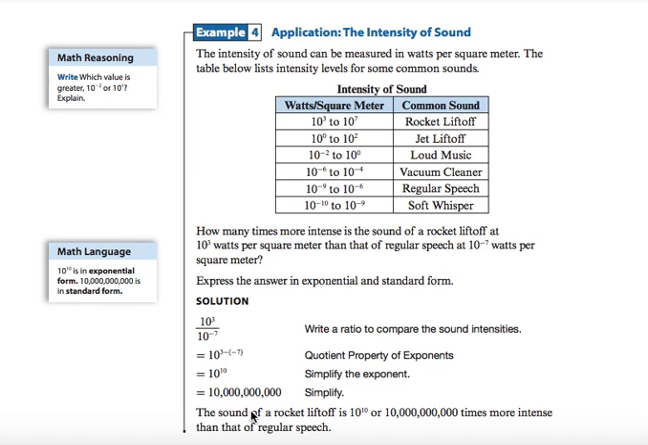You're going to write this out as a division problem because you're trying to compare how much more. So here you've got 10 to the 3rd divided by 10 to the negative 7th. You know that with the quotient property, you just simply subtract these. So you've got 3 minus negative 7. Two negatives makes a positive. So it would be 10 to the 10th times more. Or in this case, I believe that's 10 billion times more in terms of the intensity of that sound.